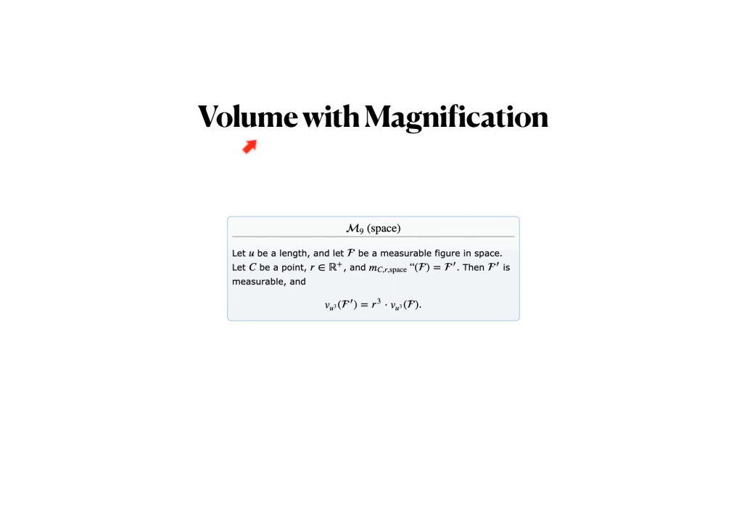Volume under magnification. Now, if you remember when we magnified in the plane, it took our area and we multiplied by the scale factor squared to get the image's area. When we're dealing with volume in space, we can find the new volume by taking your scale factor cubed and multiplying by the old volume.